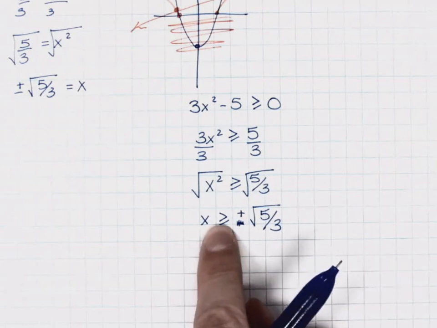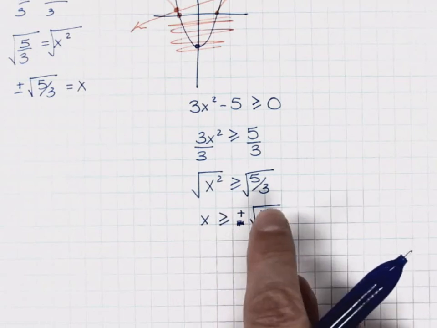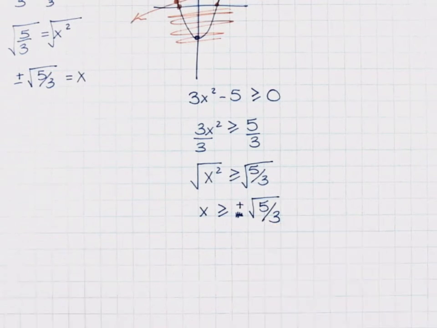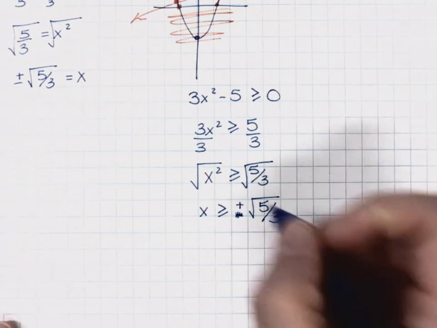So x has to be greater than or equal to positive root 5/3, which we all agree with. We know that there's a negative one. And if we go back to the pretty picture, what are these values? Those are negative. So x has to be less than negative root 5/3. So there's one.